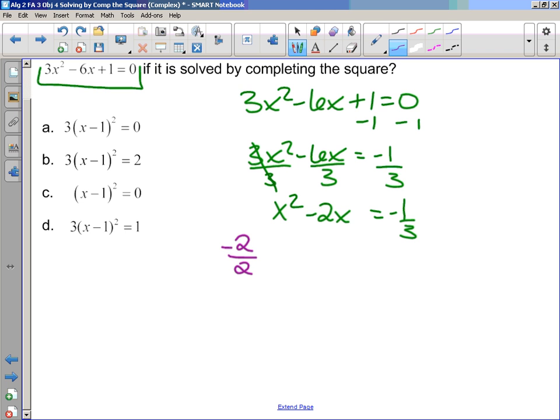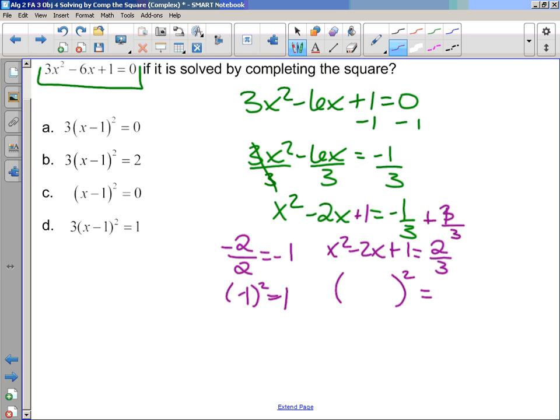Negative 2 divided by 2 is negative 1. Square negative 1 gives me positive 1, and that's what I'm going to add to both sides. So I'll get x squared minus 2x plus 1, and then negative 1/3 plus 1. I'm going to turn 1 into 3/3. Negative 1/3 plus 3/3 is positive 2/3. Okay, and then I'm going to turn this into my perfect square. x minus 1 squared equals 2/3.